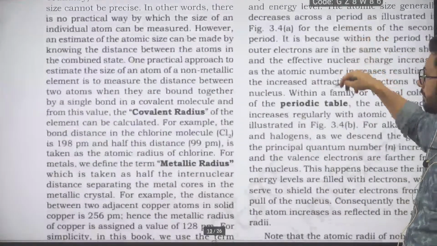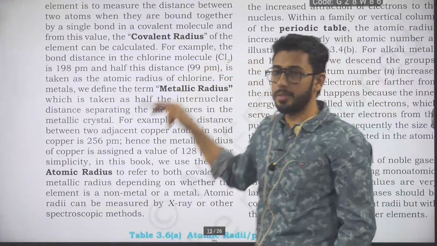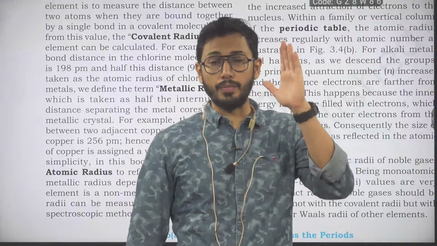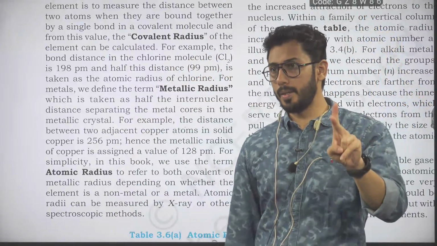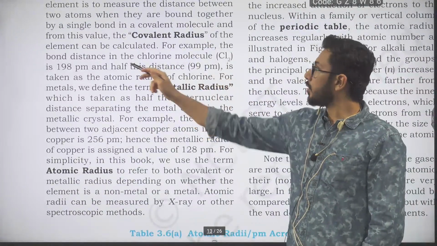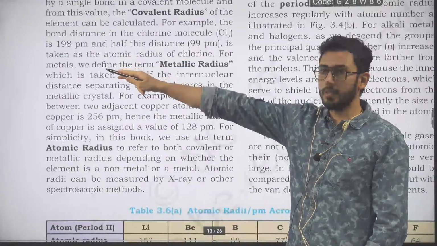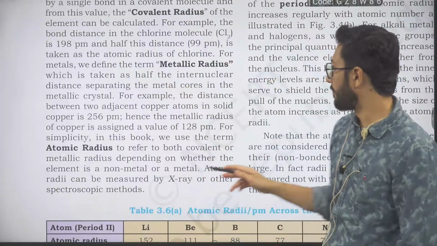Then this example is given: covalent radius is half of the internuclear distance between the two atoms involved in a covalent bond. Example, you can mark in your NCERT also: chlorine molecule bond distance is given as 198. Half of this will be the covalent radius.